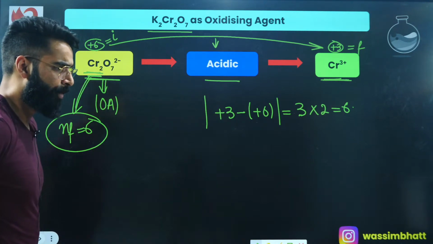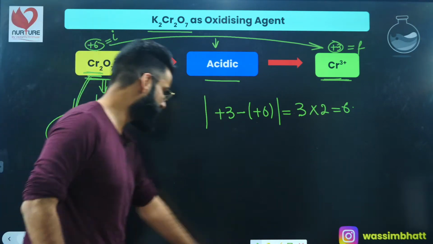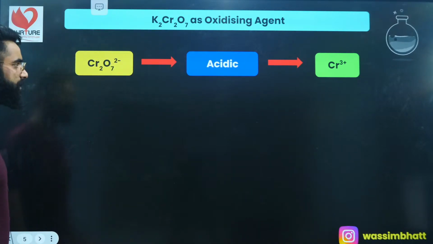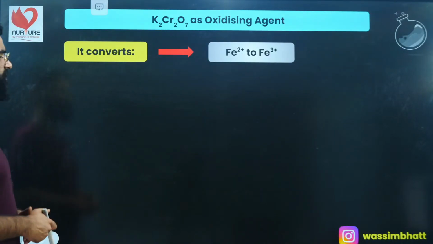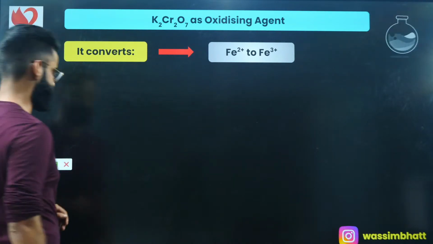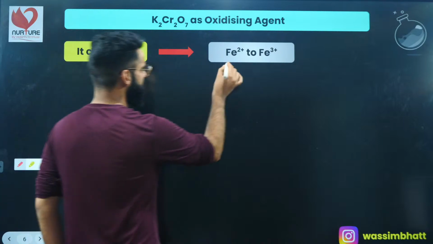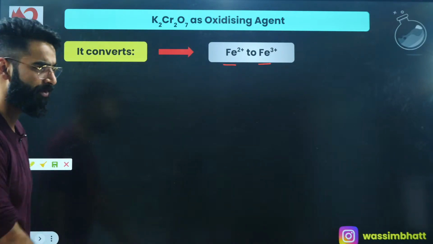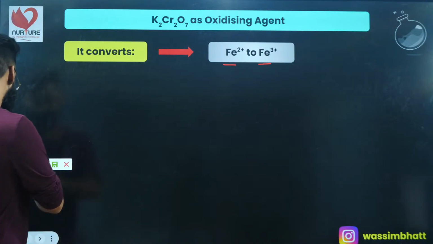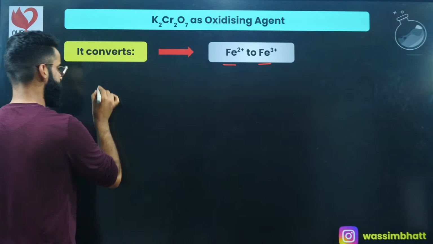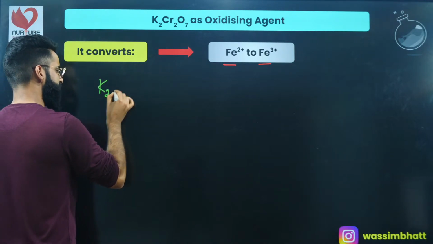Now people, there are some important reactions for this K2Cr2O7. Let me make you familiar with those reactions of K2Cr2O7, right? The first reaction: K2Cr2O7 converts Fe di positive into Fe tri positive. See guys, remember, if I need to write the reaction, you need to write it like this.